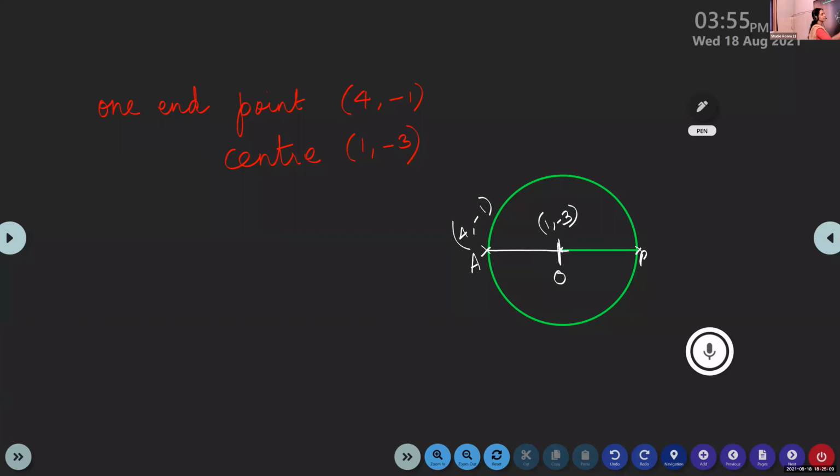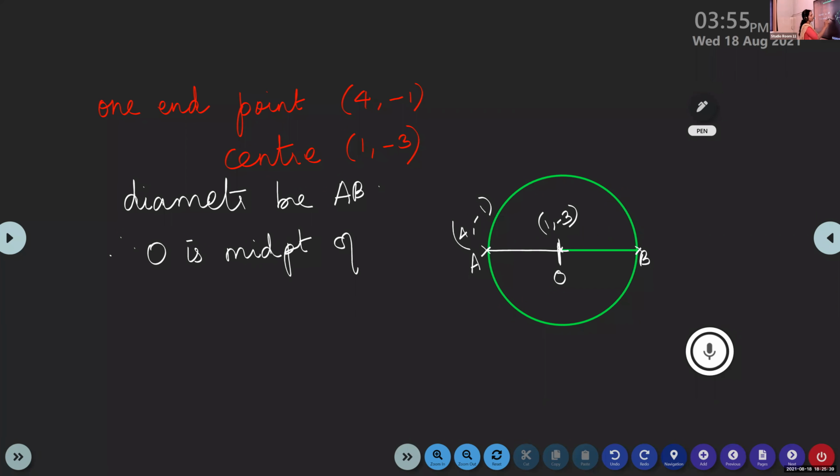How will you calculate? Midpoint formula. Very good. We know that the center is the midpoint of the diameter. Suppose we take the diameter as AB. Therefore, O is the midpoint of AB.